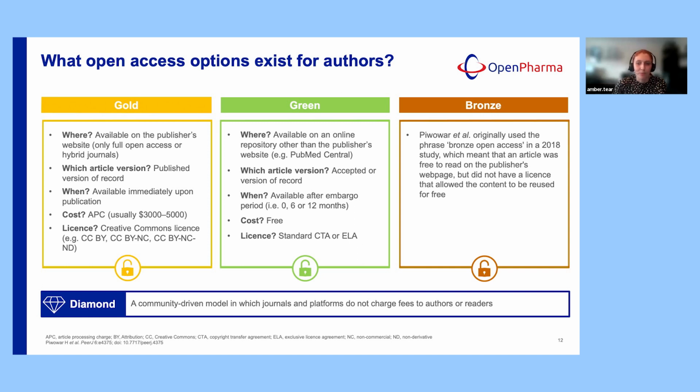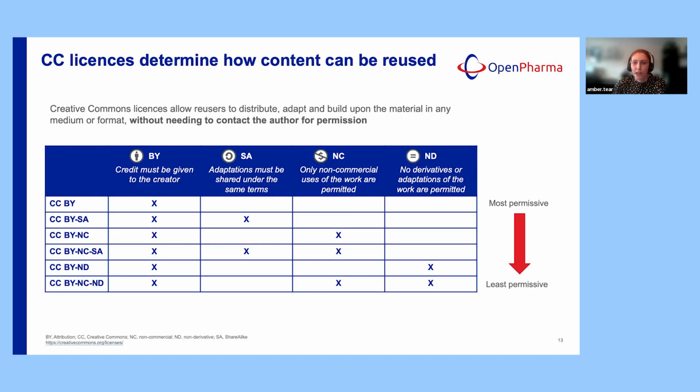Now, under open access publishing models, authors pay an APC to retain copyright of their work under the terms of a particular Creative Commons license. These licenses allow users to distribute, adapt, and build upon the material in any medium or format without needing to contact the author or the journal for permission, as is the standard way with subscription journals.